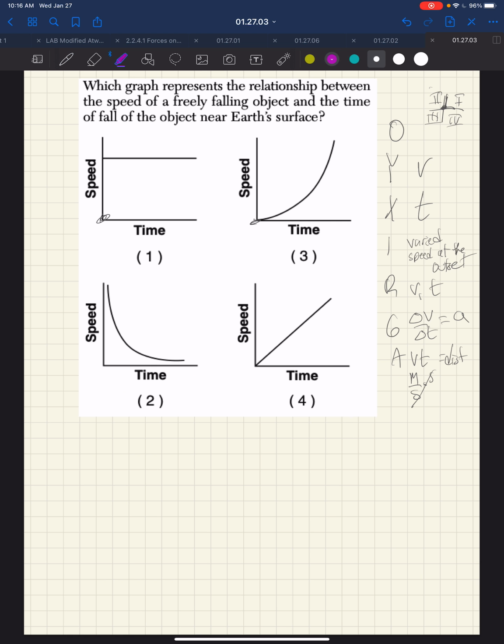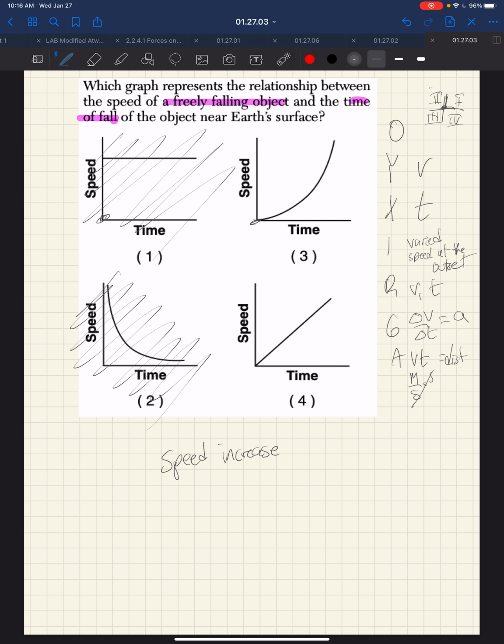The relationship between a freely falling object and the time of fall. Well, if an object is falling freely, it doesn't tell us it starts at rest, but if it's falling freely, the speed should increase. So the first one shows speed at a constant rate. Second one shows increase in speed. Third one shows a decrease in speed. So just knowing that it will get faster as an object falls gets us to 50-50.